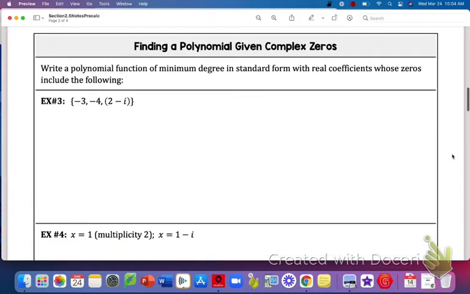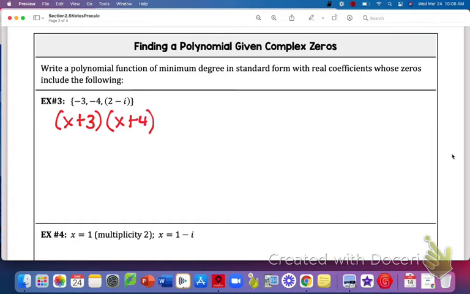Okay. So now let's move on to the next page. So finding a polynomial given complex zeros. So we can write a polynomial function of minimum degree in standard form with real coefficients whose zeros include the following. So I have a 0 of negative 3. So that means I'm going to have an x plus a 3. A 0 of negative 4, which means I'm going to have an x plus a 4 as a linear factor.